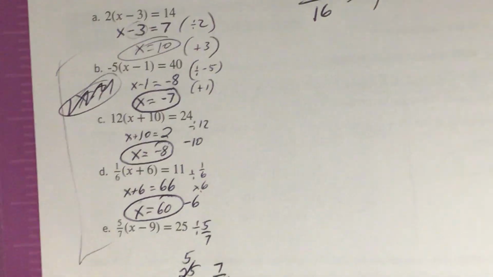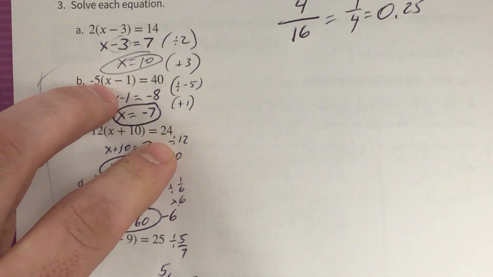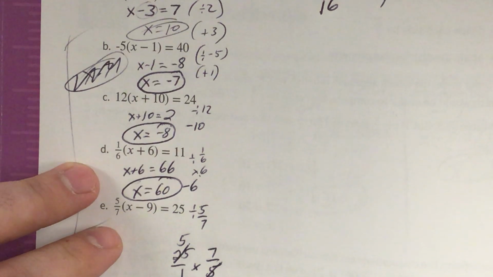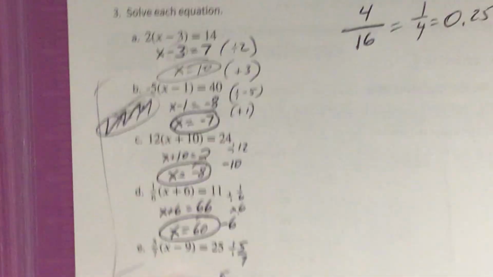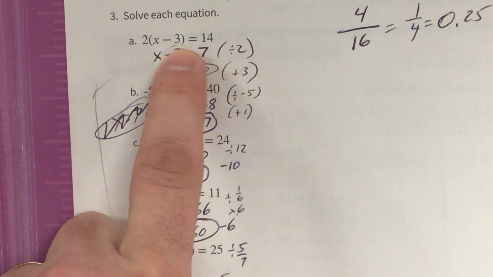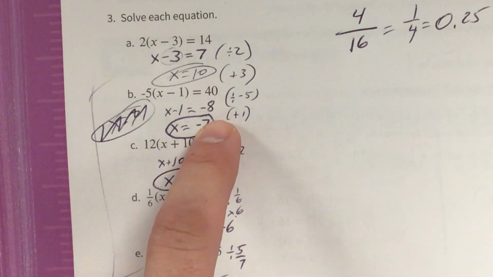Very good. All right, any questions on any of those? You will have one like that on your warm-up today. There's 5 examples for you. And again, you can be 100% sure. Divide by what's in front of the parenthesis and do the opposite. They're all the same. Some of them you'll be able to see.